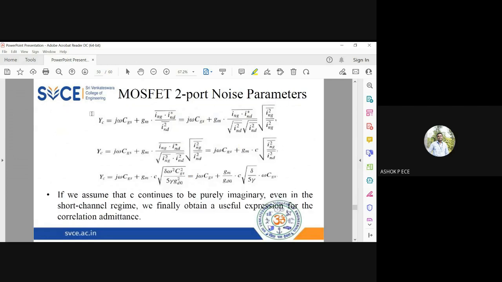Finally, you can write the expression for YC in terms of correlation. So finally, YC is equal to j omega CGS plus GM into this correlation term. So you write in terms of the final capacitance. The final expression alone is important.